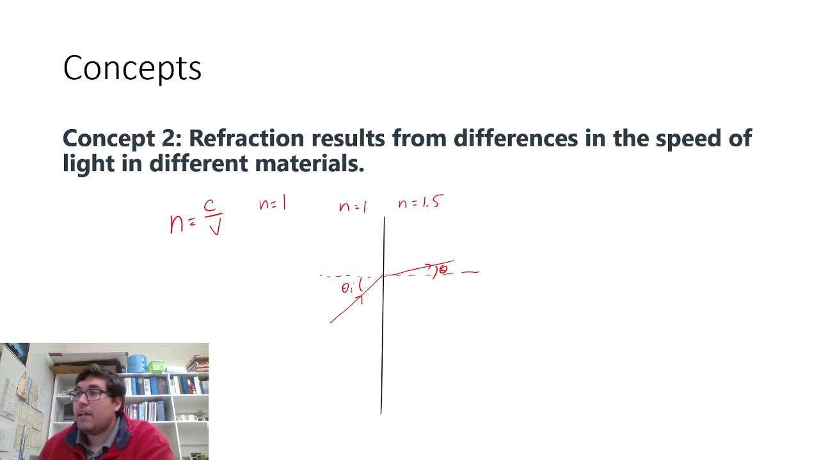The way that helps me know whether it's going to bend towards the normal is this: if it goes to a higher index, it bends towards the normal, so this angle is smaller than this one. And if I went from n equals 1.5 to n equals 1, and I go like this, it would bend away from the normal, where this angle would then be bigger, refracted.